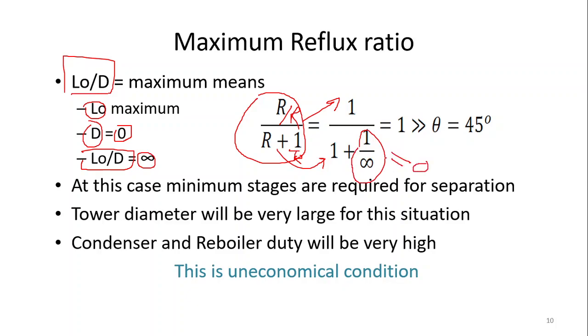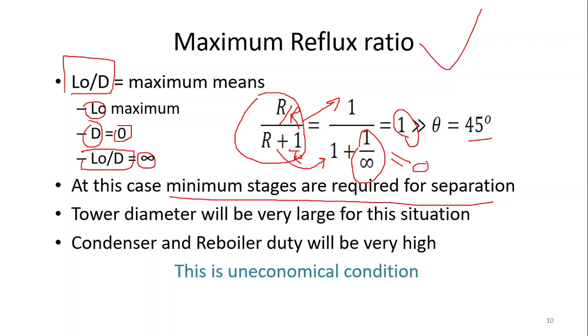So 1 upon 1 is equal to 1. So the slope is 1 for the maximum reflux ratio. And what will the theta be? We know that tan theta is 1, so theta is 45 degrees. This 45 degree line is the enriching line, which basically coincides with the y = x line, the 45 degree line. So at this condition, you can obtain the minimum number of stages.